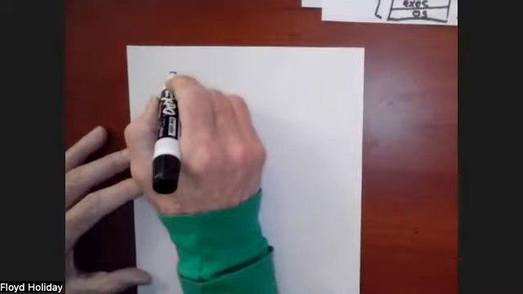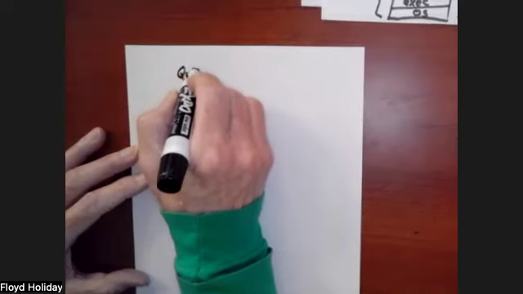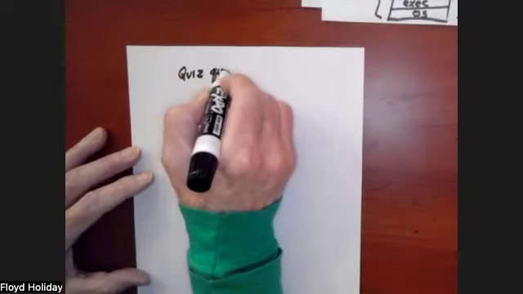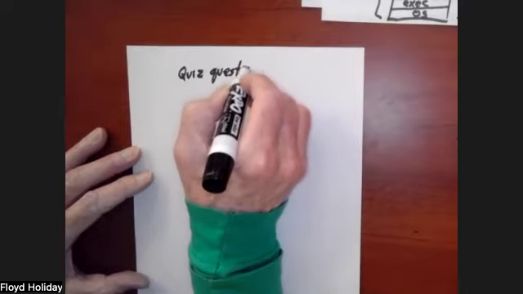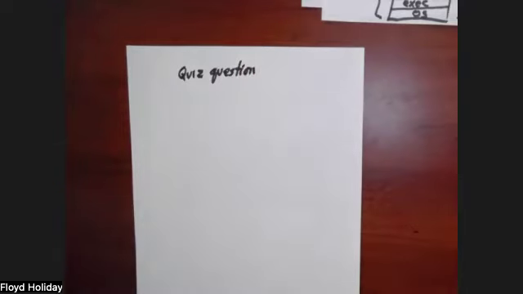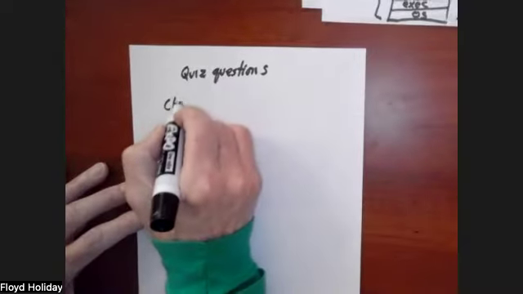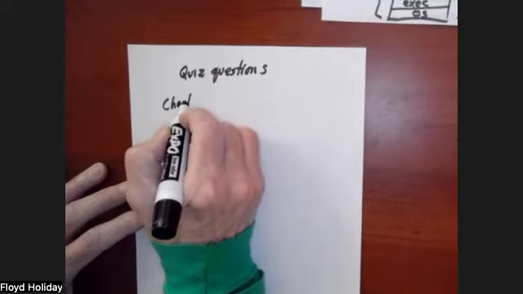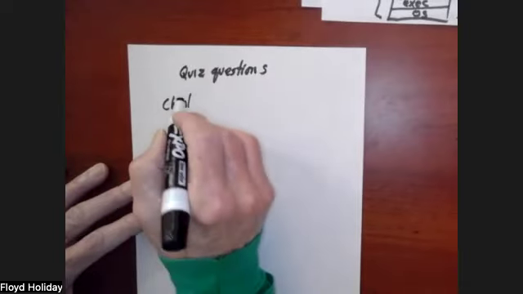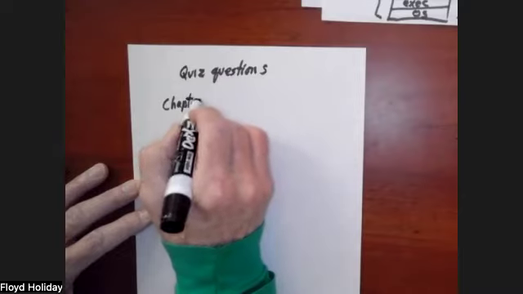Let's see. And then there's the end of chapter 1, and then there are quiz questions. Let's practice some of those next class meeting or next week. Okay, quiz question, chapter 2. I think I'm supposed to say chapter 3. Yes, I am.